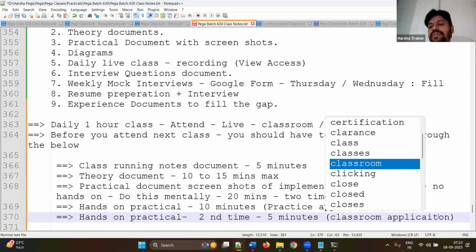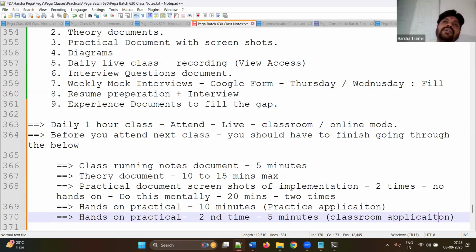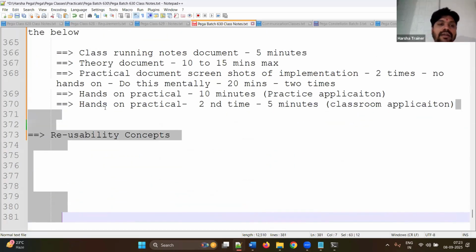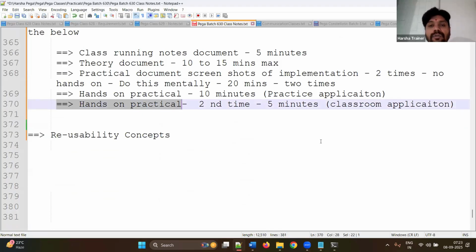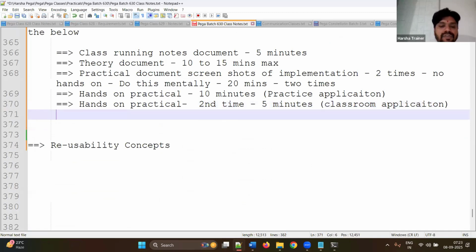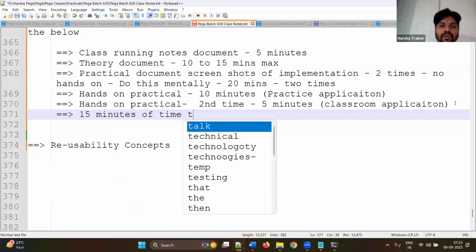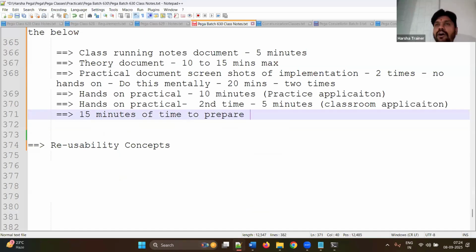Classroom application means the name of the application matches with what we are doing. So here you will gain confidence and you will be able to do it confidently the second time. That's what you need to follow, every one of you. And moreover, it is 55 minutes of time. Just spend 15 minutes. It will not take more than 15 minutes to prepare answers, because you have already done all of these things.